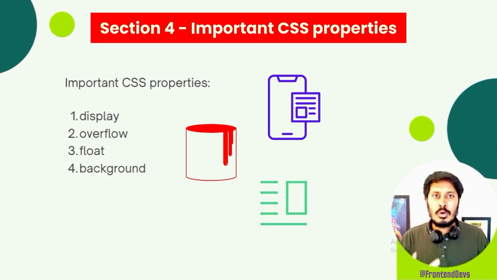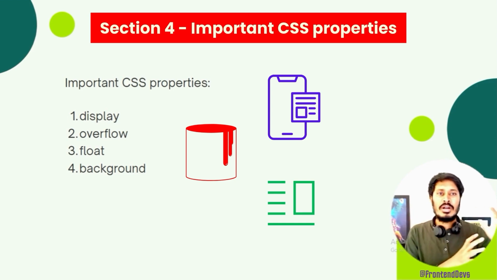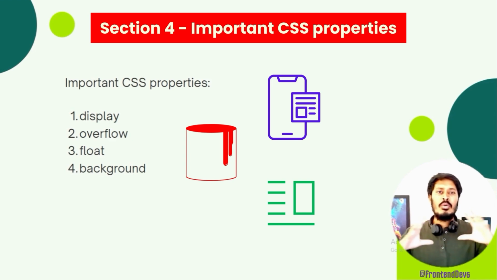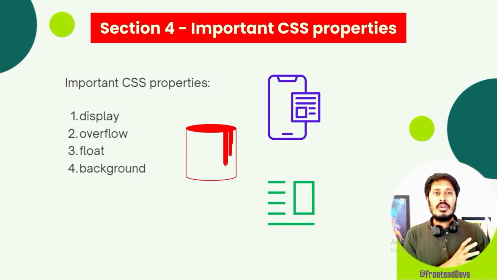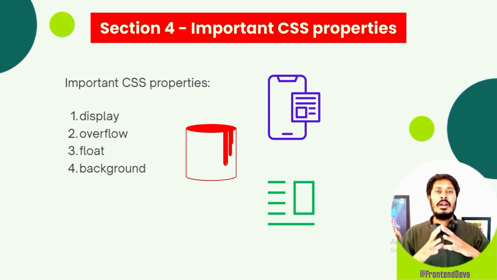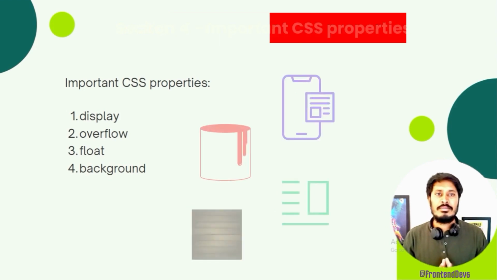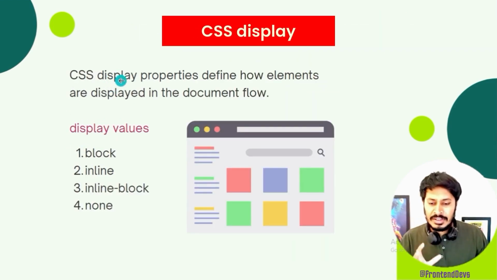The third property is float, which is used to arrange the elements on the web page. Like if you want to show some content on the left side and some content on the right side of your screen, then we can do that with the help of float. Float was used a lot initially, but now we have better grid systems, like we can go with flexbox or we can go with the grid system. But for now, let's focus on float at the initial level, and then we will understand some background properties, especially related to images. Let's start our discussion with CSS display.